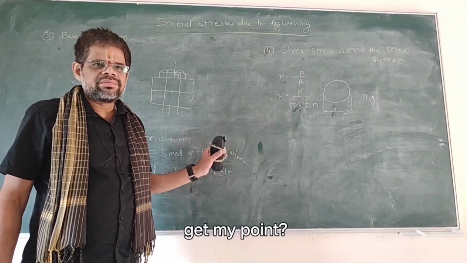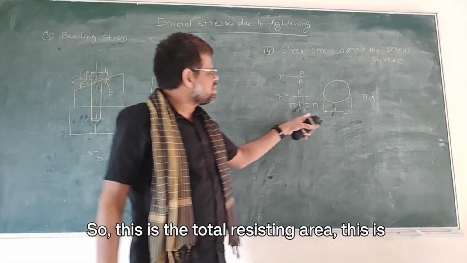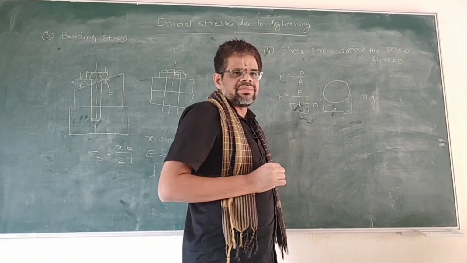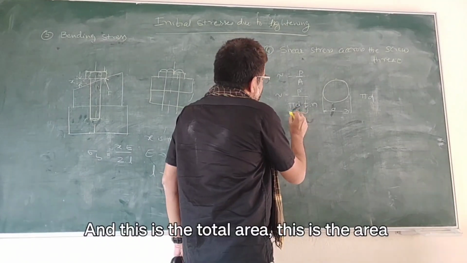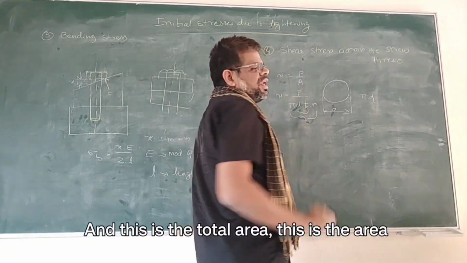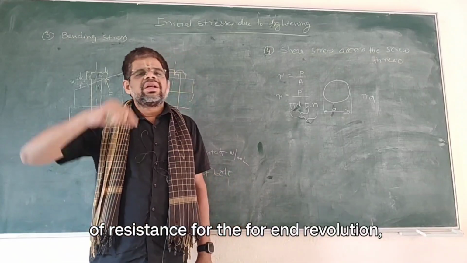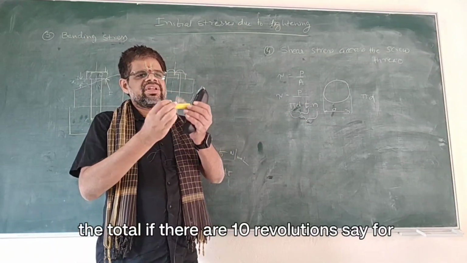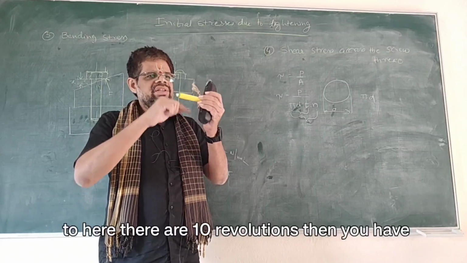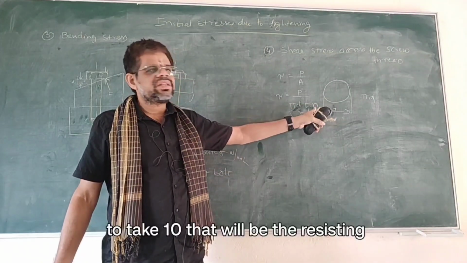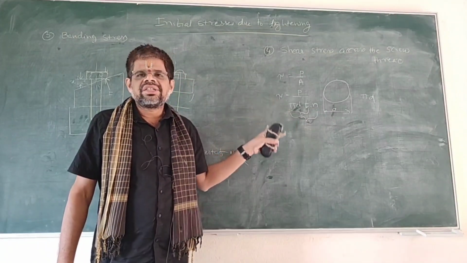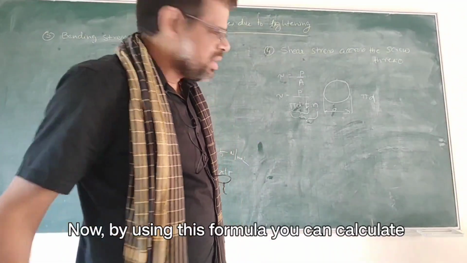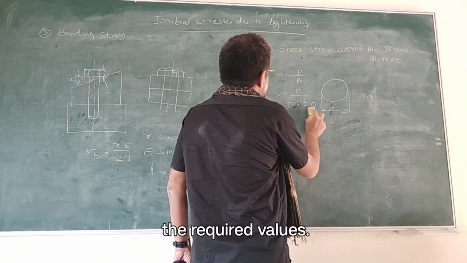Did you get my point? So this is the total resisting area. This is the resisting area for one revolution of the thread. And this is the total area. This is the area of resistance for n revolutions. The total, if there are 10 revolutions, say for example if this is the bolt, from here to here there are 10 revolutions, then you have to take 10. That will be the resisting area for this. Okay. Now by using this formula you can calculate the required values.